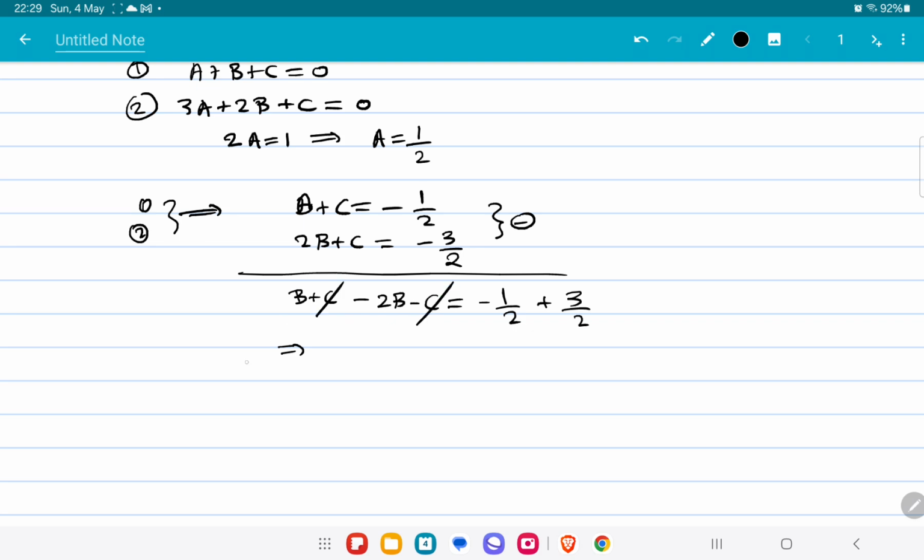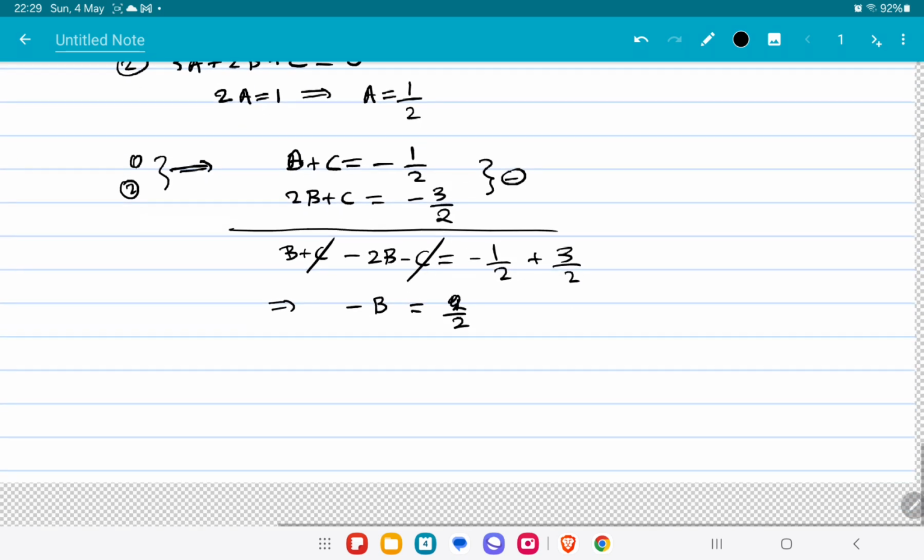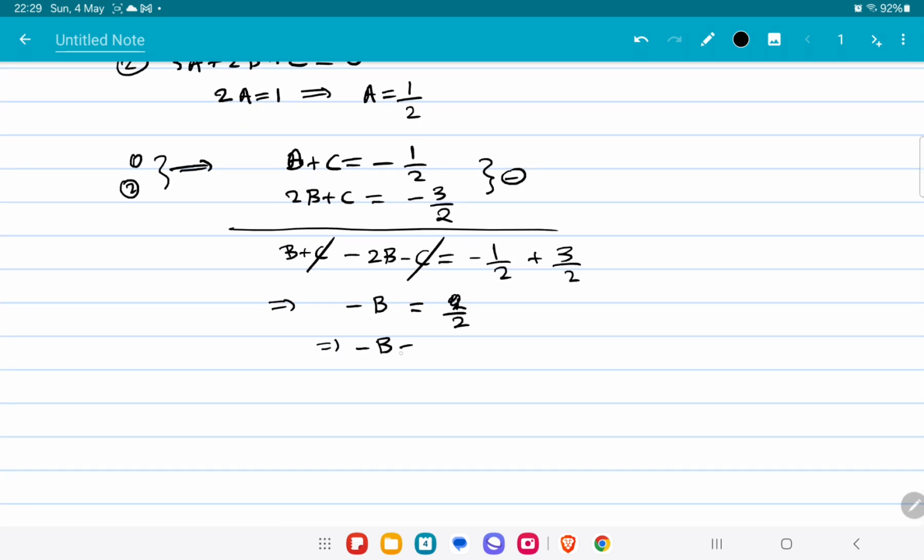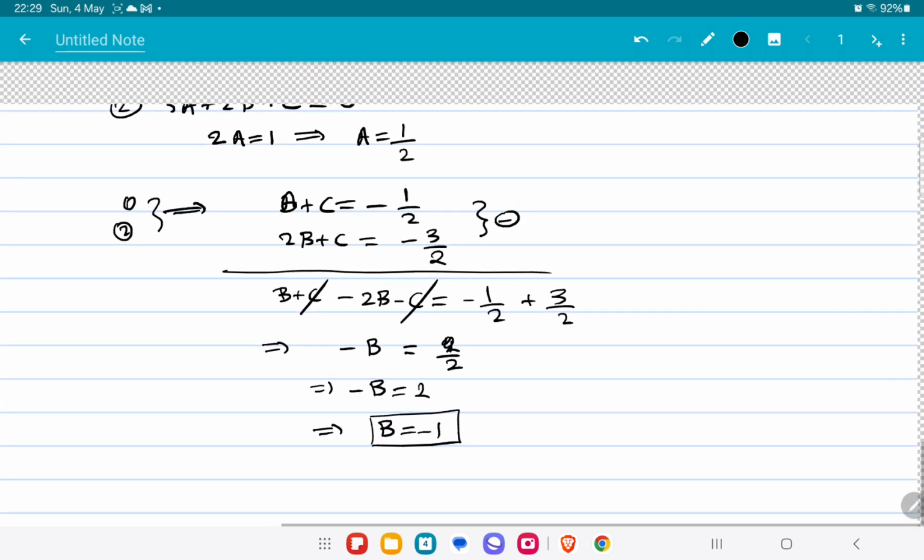I can get rid of these terms and I will have minus B at the left hand side of the equation equals 2 over 2, sorry, 3 minus 1 is 2. So minus B is going to be 1, B is going to be minus 1.